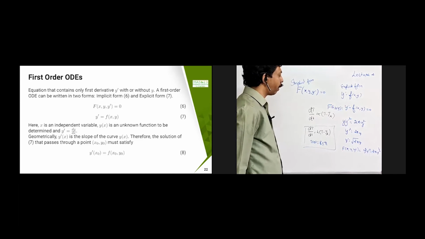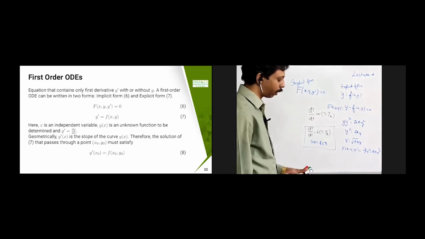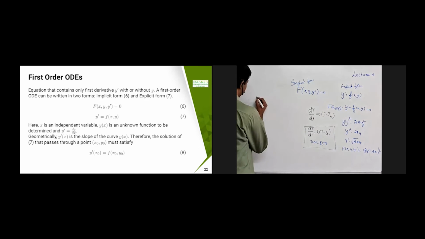Therefore, whatever solution you give, suppose a point is given. Suppose I give a point x naught comma y naught. If I say a solution, I need to define what the solution means. If I find a solution, then that solution should pass through the point x naught comma y naught.